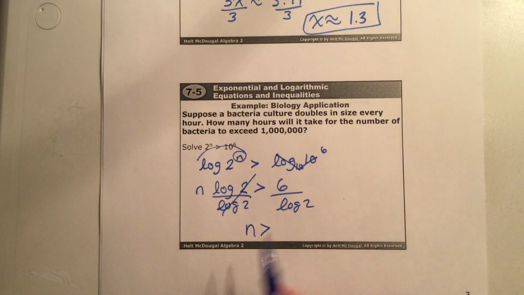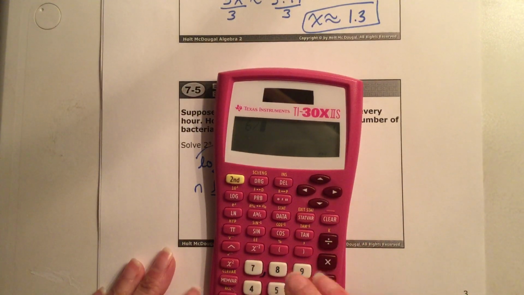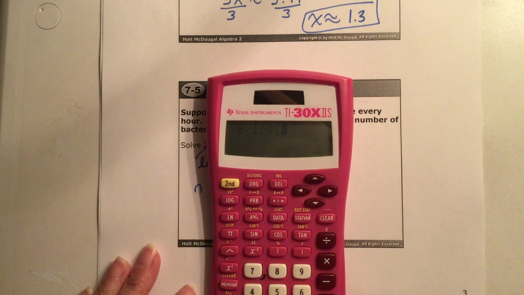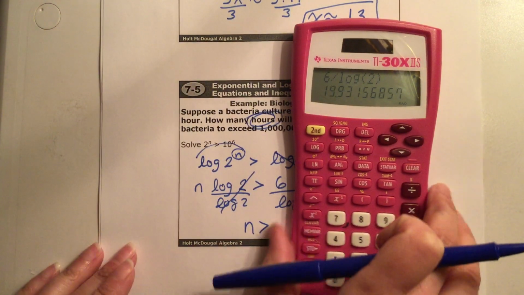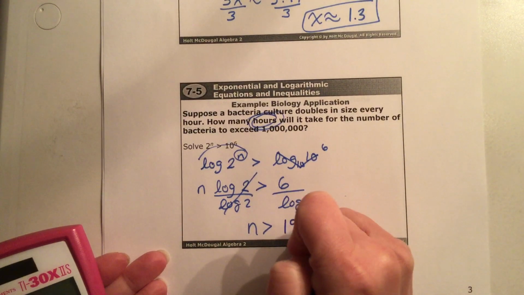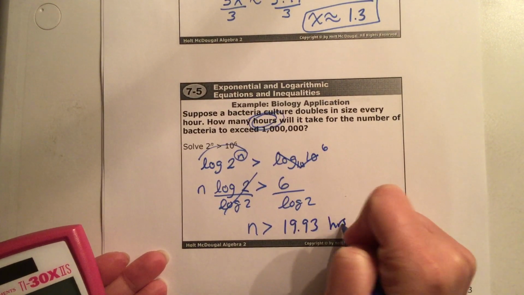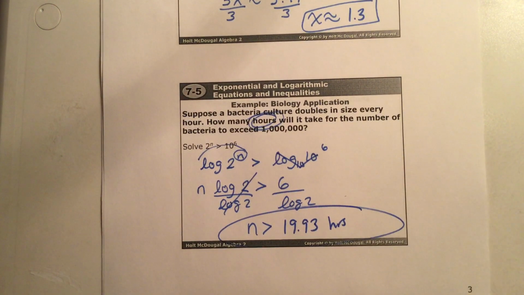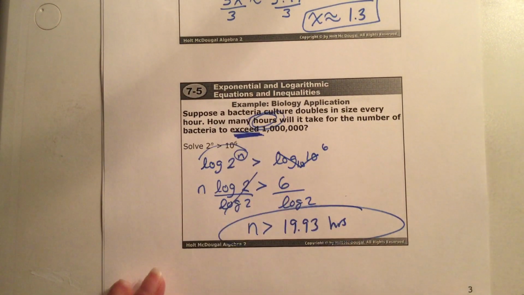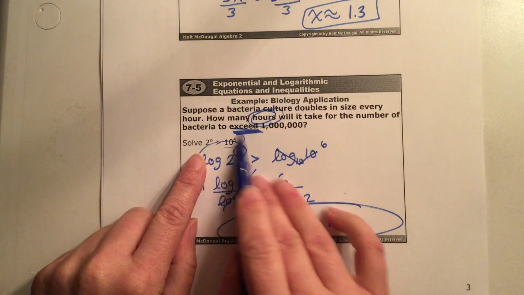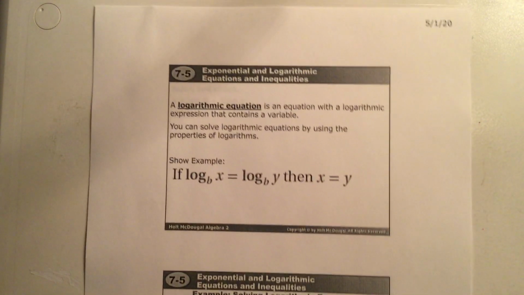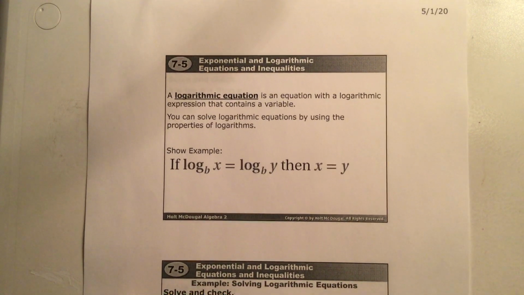So n, which is the number of hours it takes, is 6 divided by the log of 2. So if I go ahead and I plug that in, it's approximately 19.93 hours. So it's the same process, but because they had the word exceed, that means that this needed to be greater than 10 to the power of 6. Okay, let's keep going.